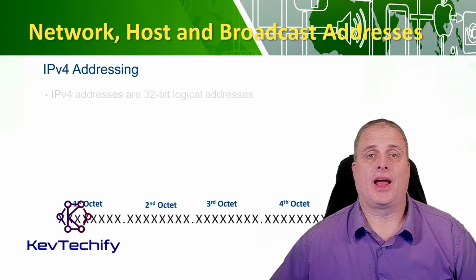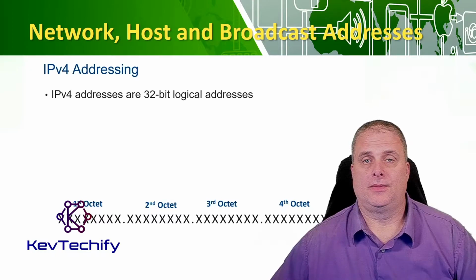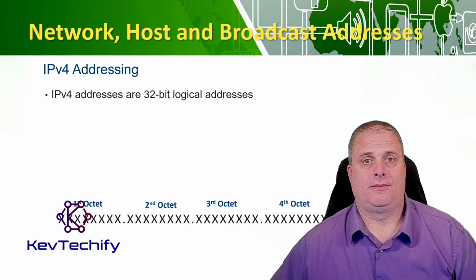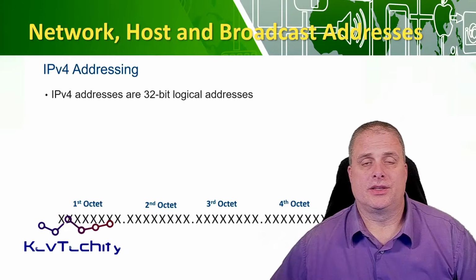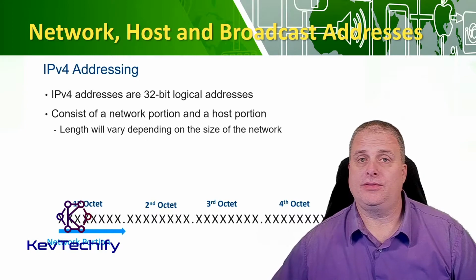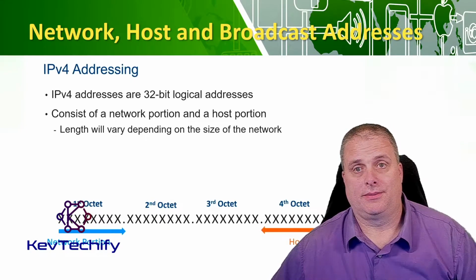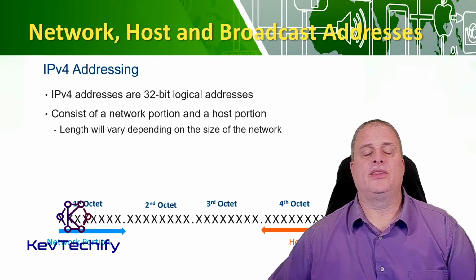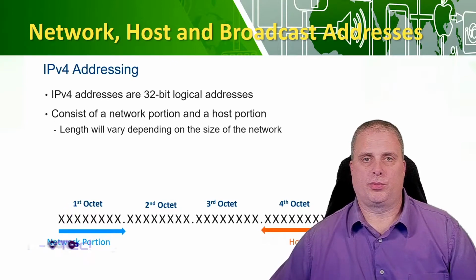All devices on an IPv4 network need a 32-bit logical address in order to communicate. This 32-bit IPv4 logical address consists of a network portion or network ID on the left and the host portion or host ID on the right. The length of these depends upon the size of the network. Larger networks will have a longer host portion.